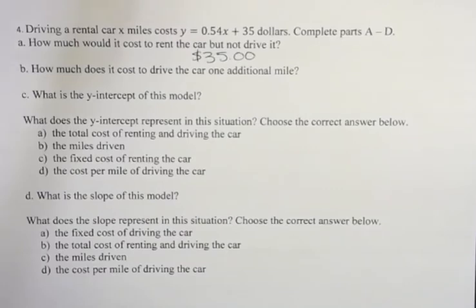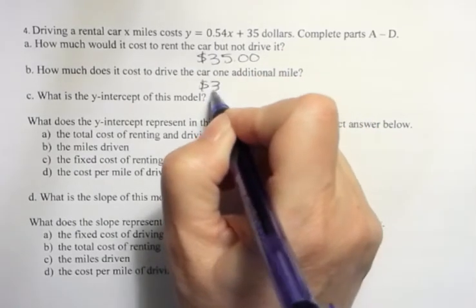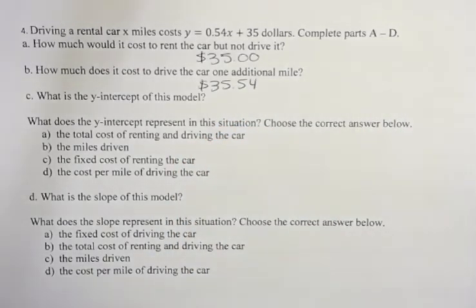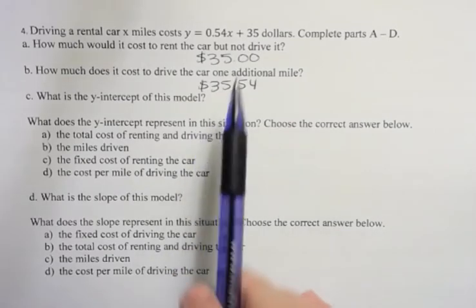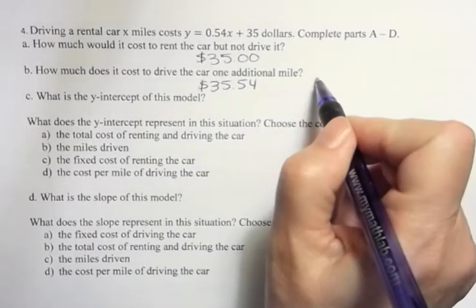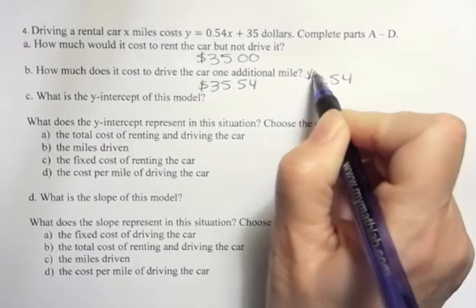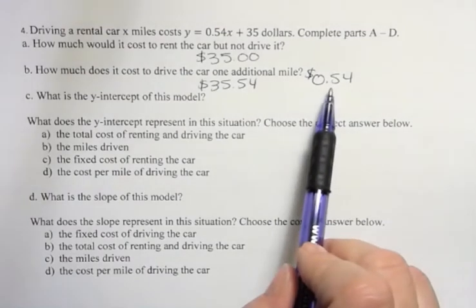How much does it cost to drive the car 1 additional mile? Well, you're going to pay $35. If you drive it 1 mile, that's going to be 54 cents. So it would cost $35.54 if you drove it 1 mile. It costs 54 cents to drive 1 additional mile. I think that's what they're actually saying here. It costs 54 cents to drive a mile. It costs $35.54 if you drove 1 mile, but I think they're just asking for the cents there.